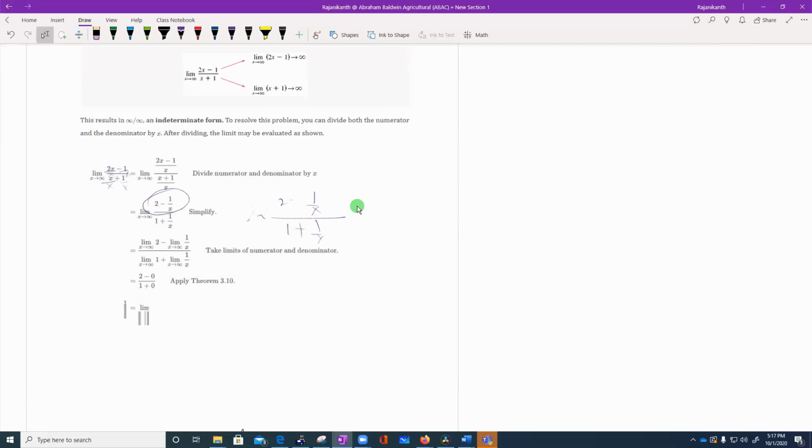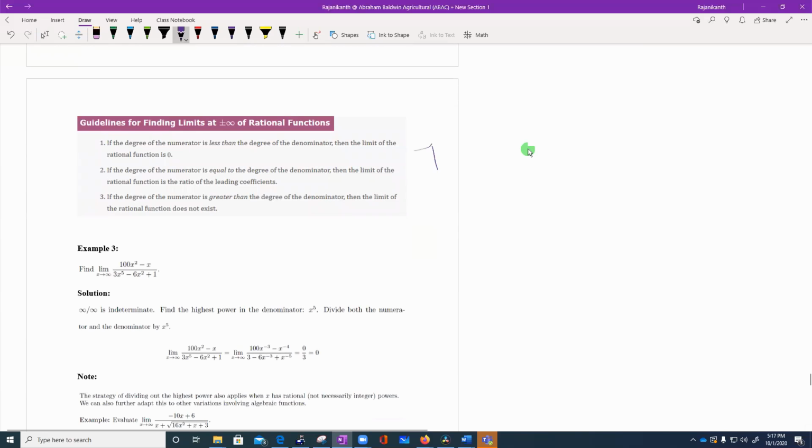Now plugging in the limit will give you a good number. When x goes to infinity, 1 over infinity, what is this? You could use that theorem: remember, 1 over infinity and 1 over negative infinity is always 0. So when plugging in x equals infinity, this is going to be 0, and this is going to be 0 as well. Therefore, the answer is 2 over 1, which is 2. That is very easy now, finding limits.